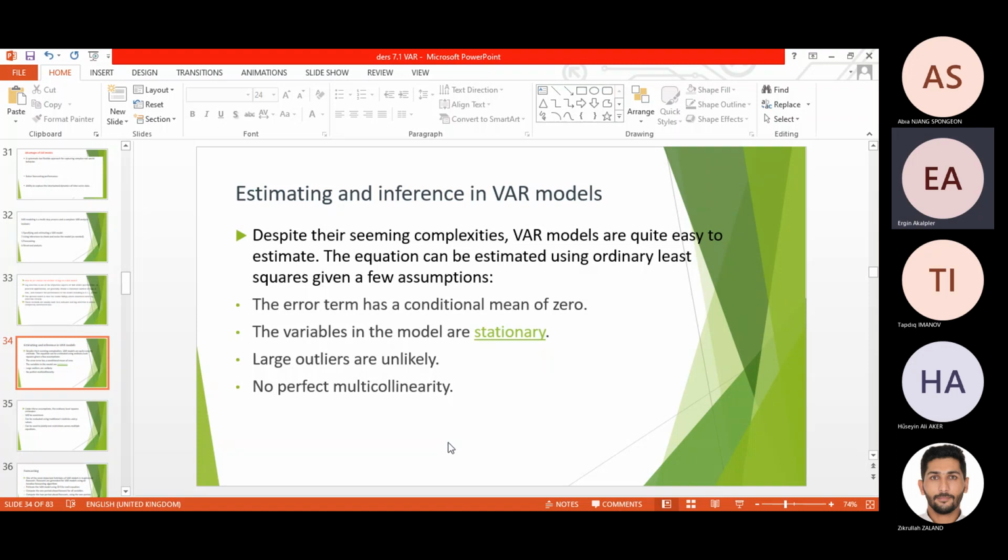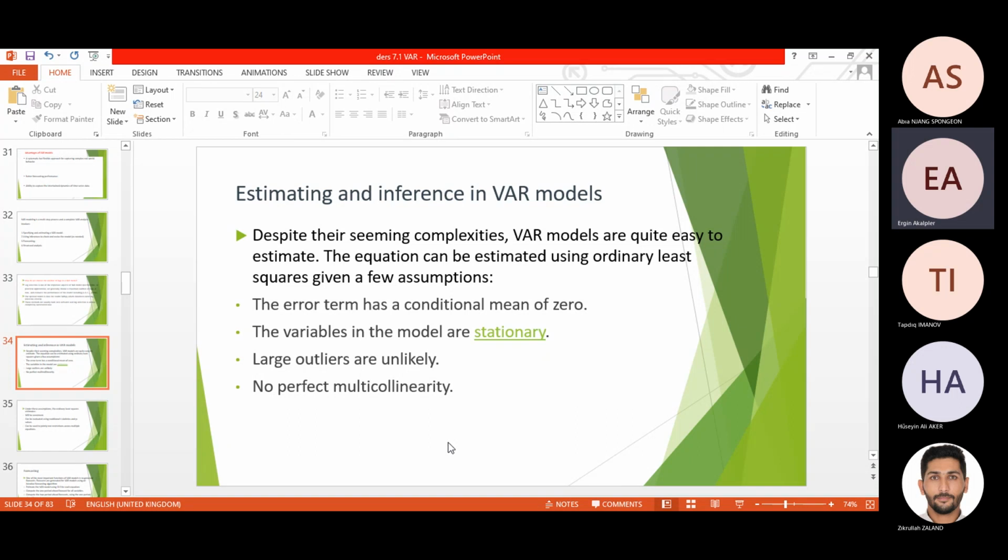Estimating and inference in VAR models. Despite their seeming complexity, VAR models are quite easy to estimate. The equations can be estimated using the ordinary least squares method, given a few assumptions: the error term has a conditional mean of 0, and the variables in the model are stationary.